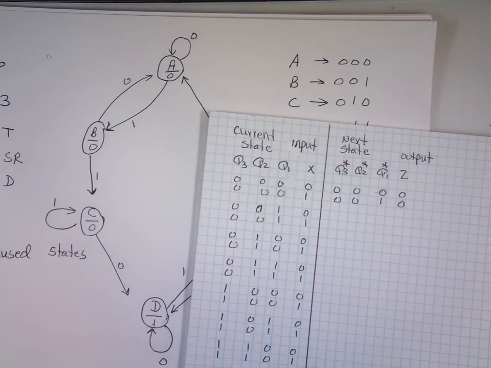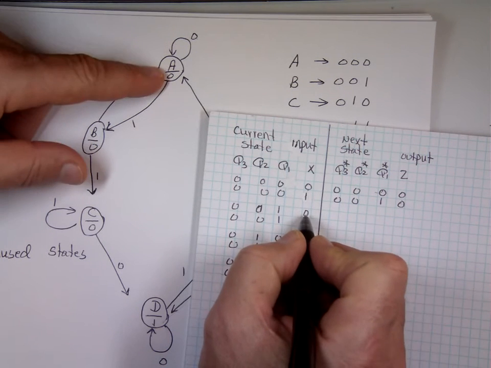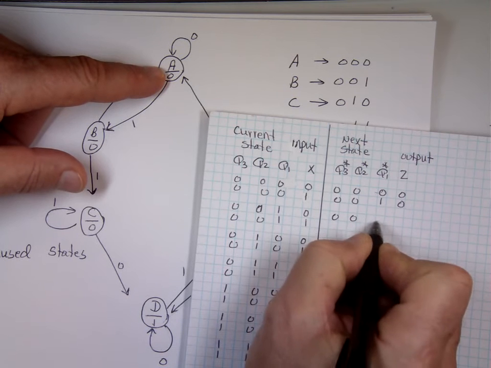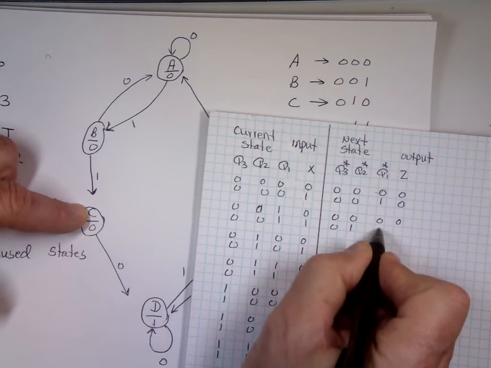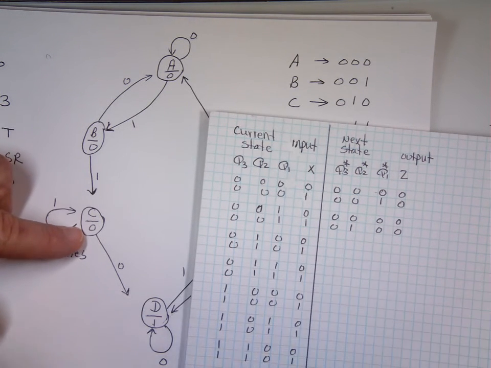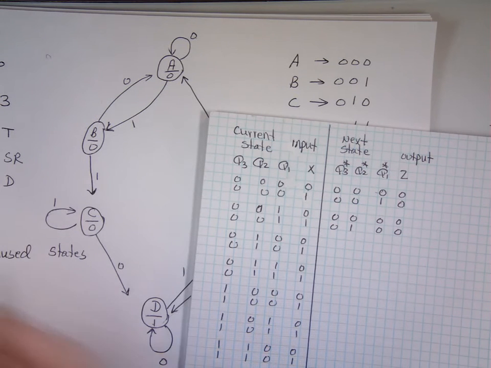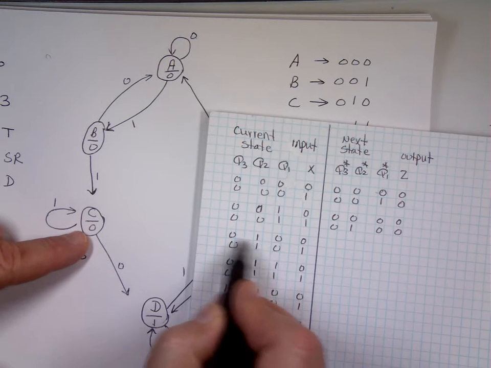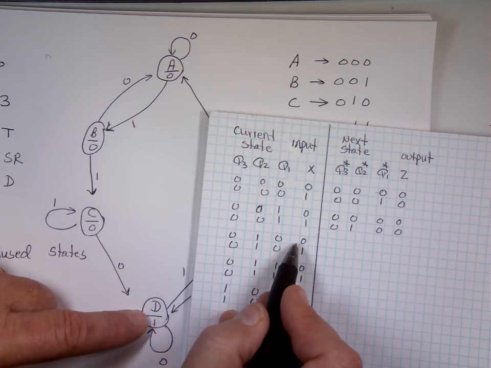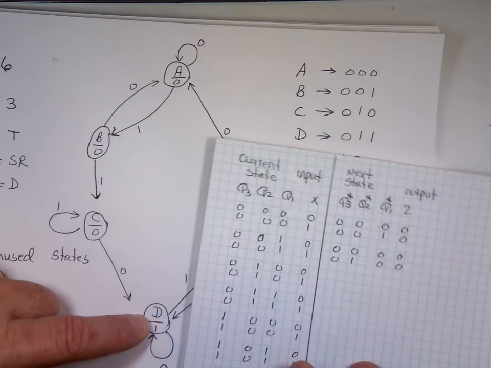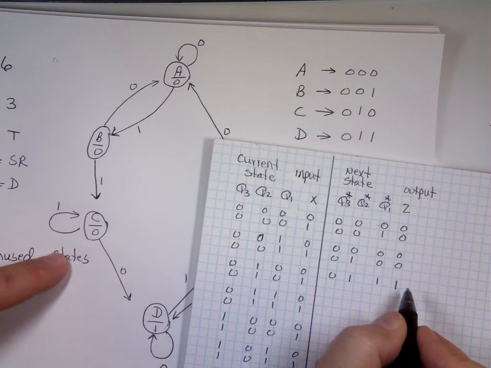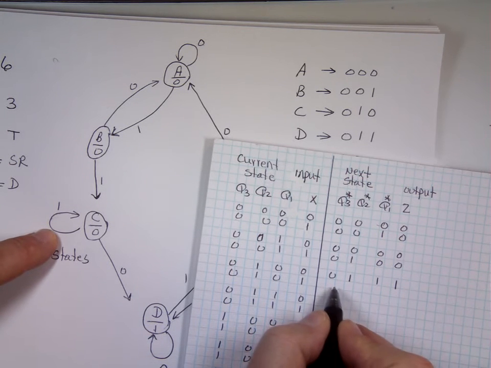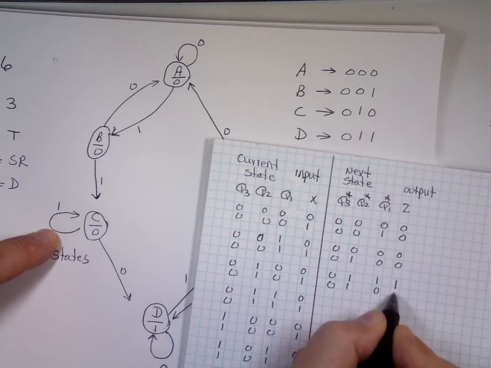If I'm at state 0, 0, 1, that's B, and my input is 0, I go back to state A. That's 0, 0, 0, and I'm getting nothing. But if it's 1, I go to C, which is 0, 1, 0, and I get nothing. If I'm at state C, 0, 1, 0, and my input is 0, I go to D. D is what? 0, 1, 1. And my output is what? 1. But if it's a 1, I stay there at 0, 1, 0, and my output is 0.